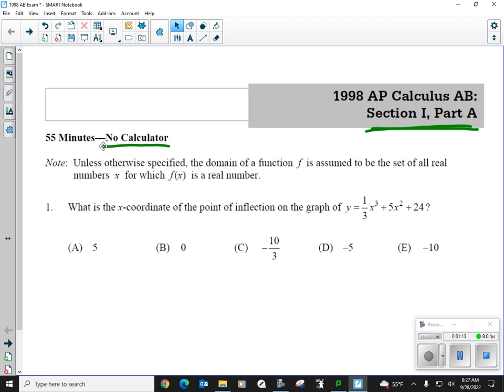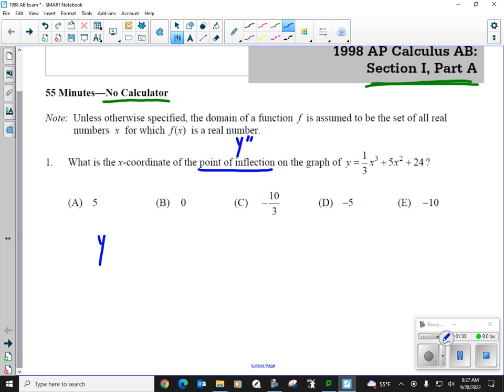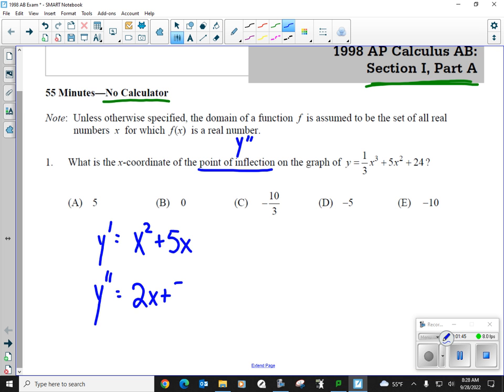Number 1 states, what is the x-coordinate of the point of inflection of the graph y equals 1/3 x cubed plus 5x squared plus 24? All right, point of inflection. I need the second derivative, so I need y double prime. The derivative would be x squared plus 5x, and the second derivative would be 2x plus 5.